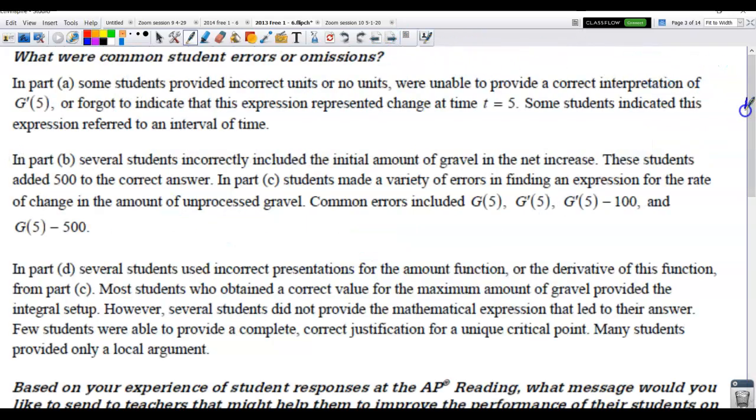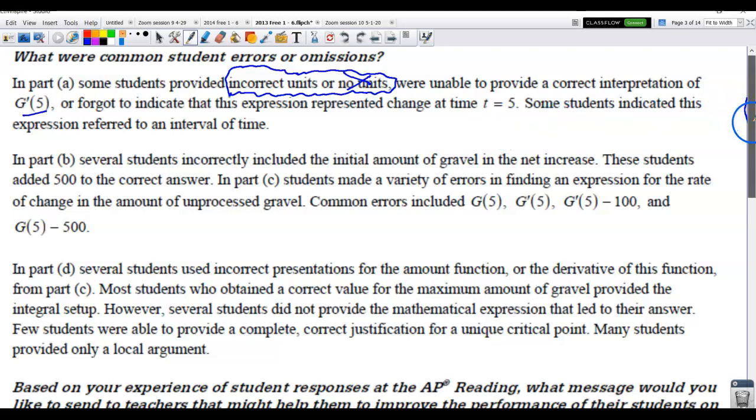I think I might have some student work here. No. What I do have are College Board notes of things that they learned and recognized in this particular year. So what were some of the common student errors? In Part A, some students provided incorrect or no units. And for those of you who are in my class currently, you know that's something that we've been working on. It is a true shame if a student forgets to put units when units are required or requested. You're losing points, you're just leaving them on the table, and it's also not a great thing to put incorrect units. They said students had trouble interpreting G prime of 5, but we work on that a lot in our class.